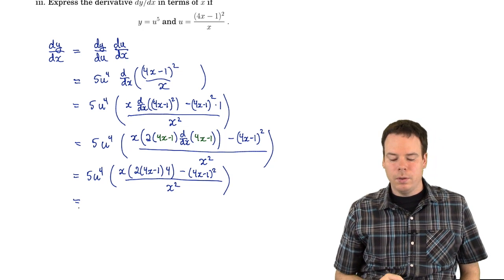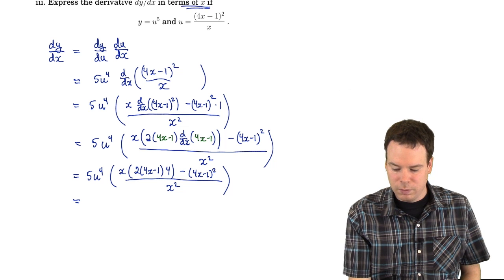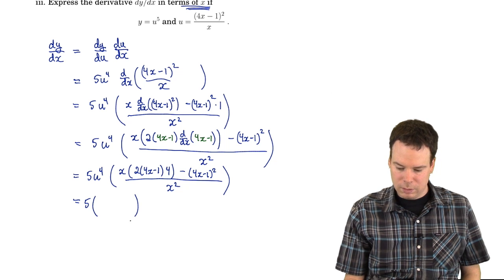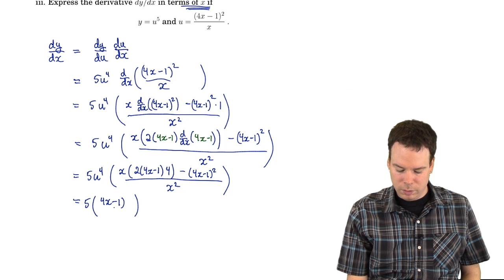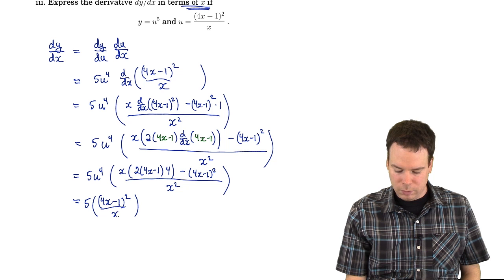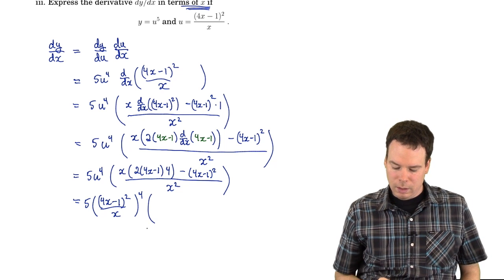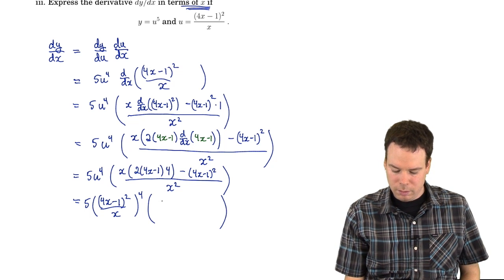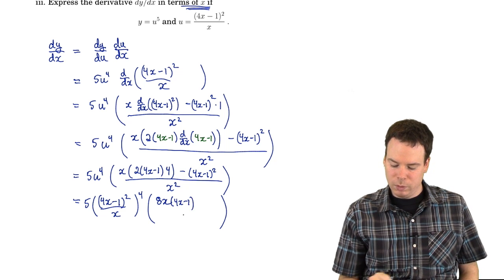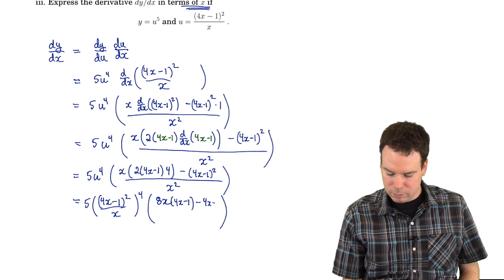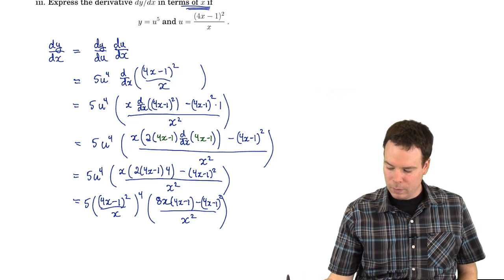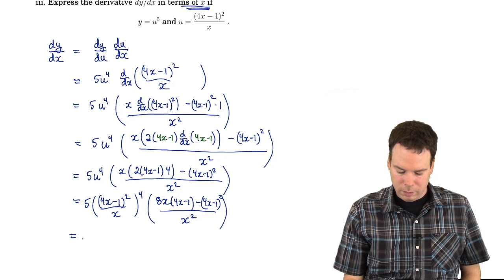Okay. Now we're asked to express the final result in terms of x. So we need to get rid of this u in place of what it is in terms of x. It's (4x minus 1) all squared, all over x to the 4th. And now we need to simplify this expression if we can. We have an 8 here, and that was multiplied by the x out front, so it's an 8x times (4x minus 1). And then we have this other (4x minus 1) all squared, and all of that is over x squared.